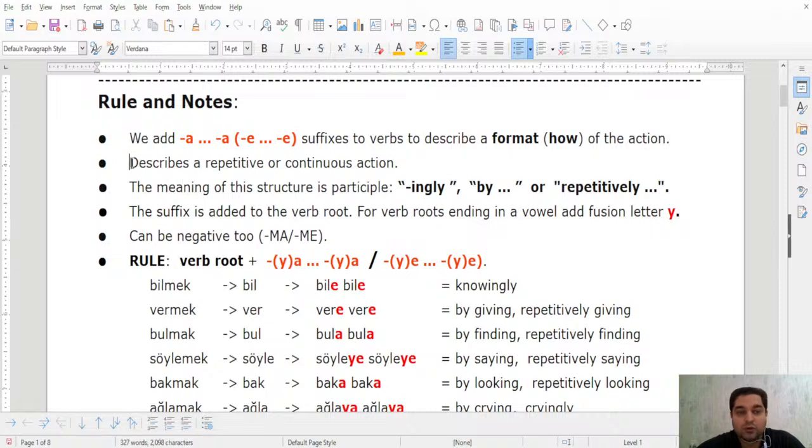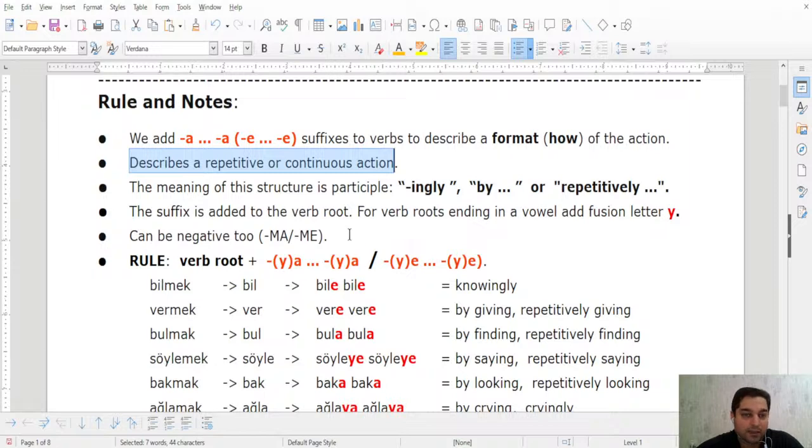So basically we describe the format of an action, of the verb. So it is also some kind of a description of the repetitive or continuous action. When we say, let's say, gide gide, gele gele, göre göre, this means that action continuously happens, repetitively happens. That is why we also repeat it twice. It is repeated twice to mean that something is repetitive, something is continuous in terms of its format.